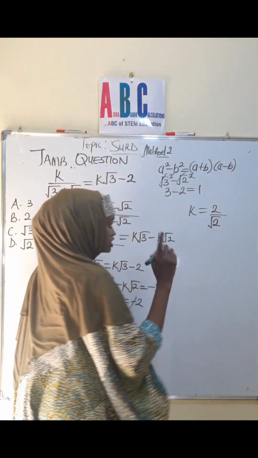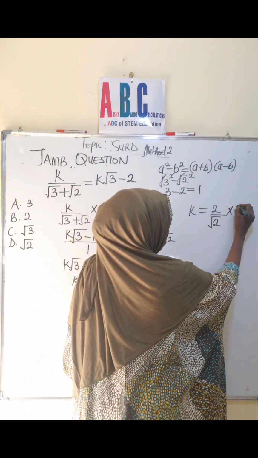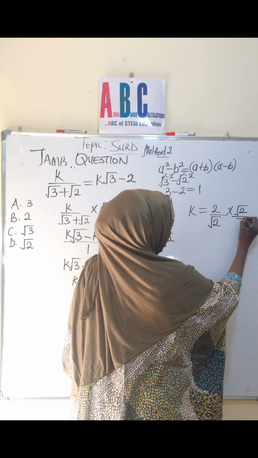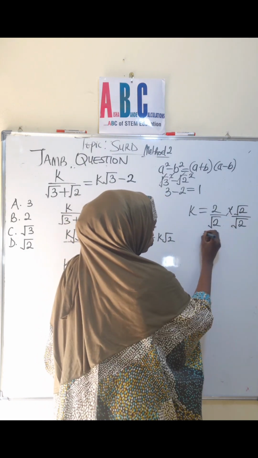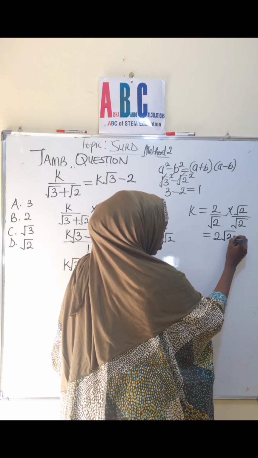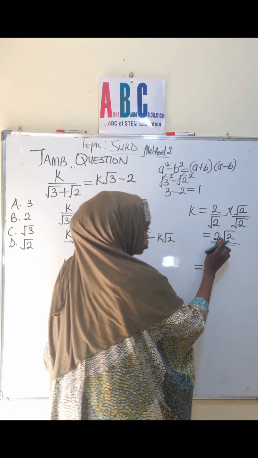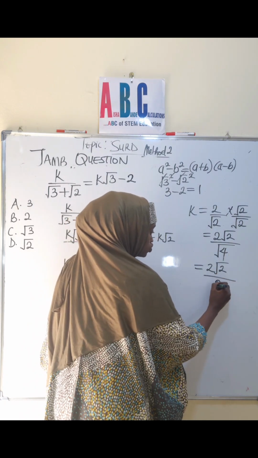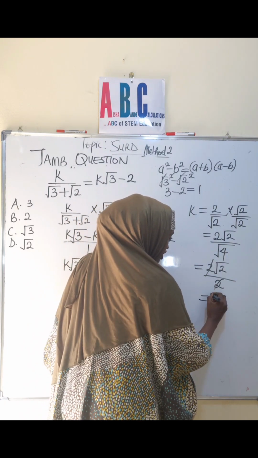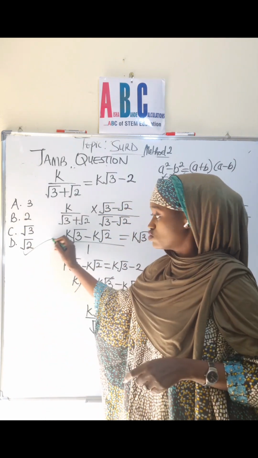So to get the final answer, we are going to rationalize by multiplying through by the value of the denominator. So here we have 2 times root 2, which gives us 2 root 2, over root 2 times root 2, which gives us root 4. This is equal to 2 times root 2 over, square root of 4 is 2. So 2 cancels 2. The final answer is root 2. So looking at the 4 options, the answer is option D.